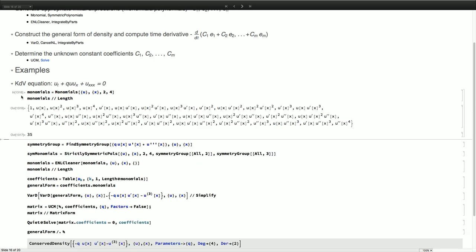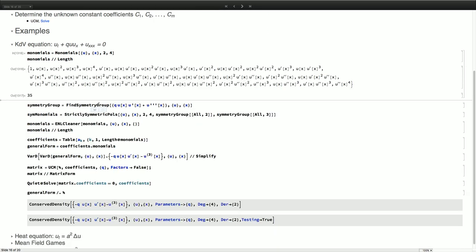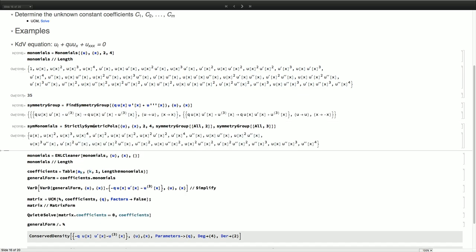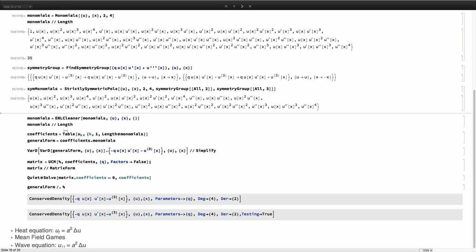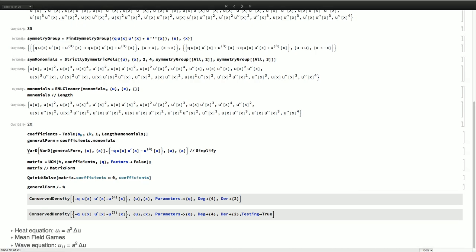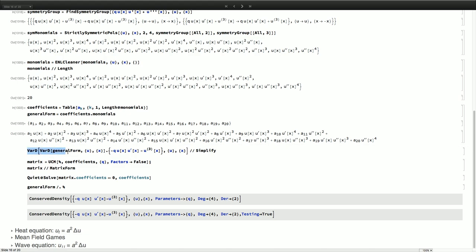Let's generate monomials. For that we can also generate symmetric polynomials with find symmetry group, which I showed, and strictly symmetric polynomials with respect to the group. But we will go with a simpler one with monomials. And here we are cleaning null Lagrangians. And let's see the number. There were 15 null Lagrangians. And we are generating coefficients, constructing coefficients, and constructing the general form. And what we will do, we defined in the theory how we find the conserved quantities. And now we are using the theory part and using the Euler-Lagrange operator.